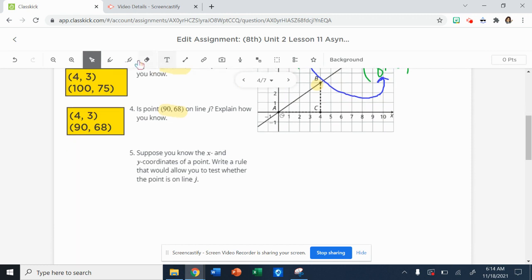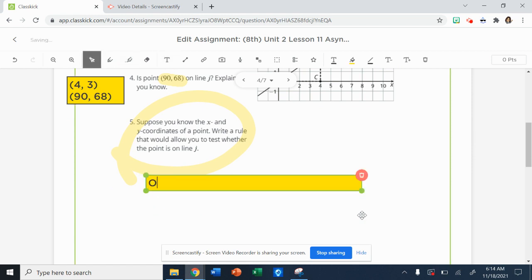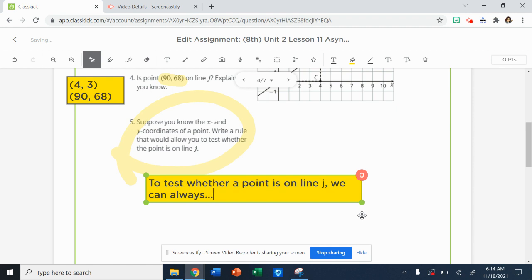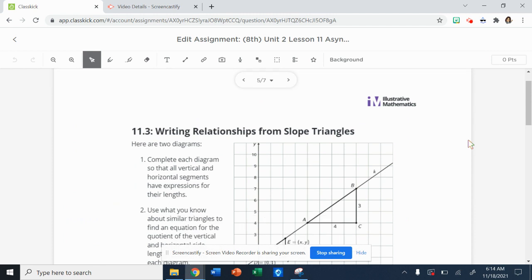And then for question 5, I want you to just go ahead and summarize what we've talked about. I'd like you to write a rule that would allow you to test whether a point is on line J. So you could write that as a sentence, right? To test whether a point is on line J, we can always what? Go ahead and complete the sentence to finish slide 4 and come back for slide 5 when you're ready.